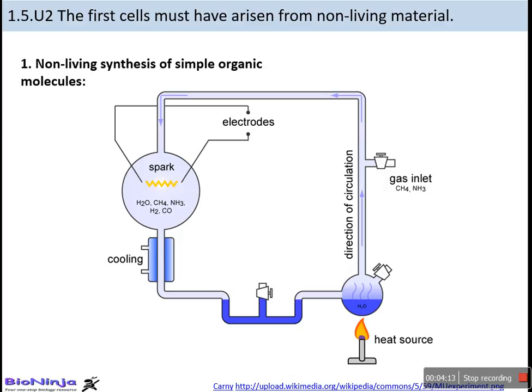So after that week, they found that 13 of the 20 naturally occurring amino acids had been created. Now remember, there's only 20 naturally occurring amino acids, and 13 were made in this experiment. So that's pretty awesome.